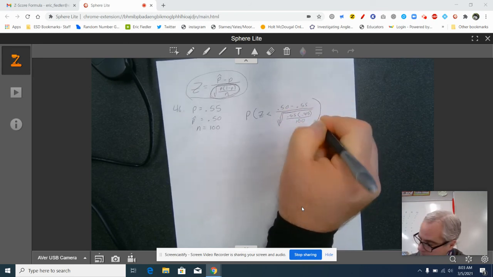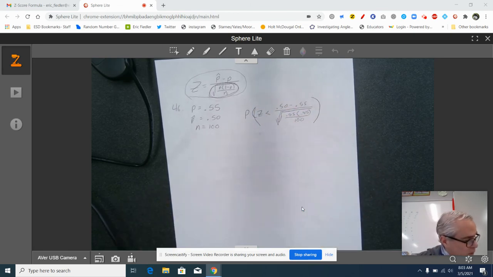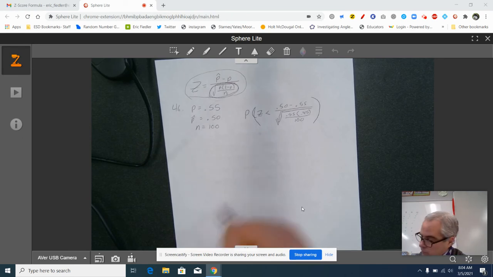And so that should be our probability. And which one is that? Looks like it is B. So 46 looks like the answer should be choice B.